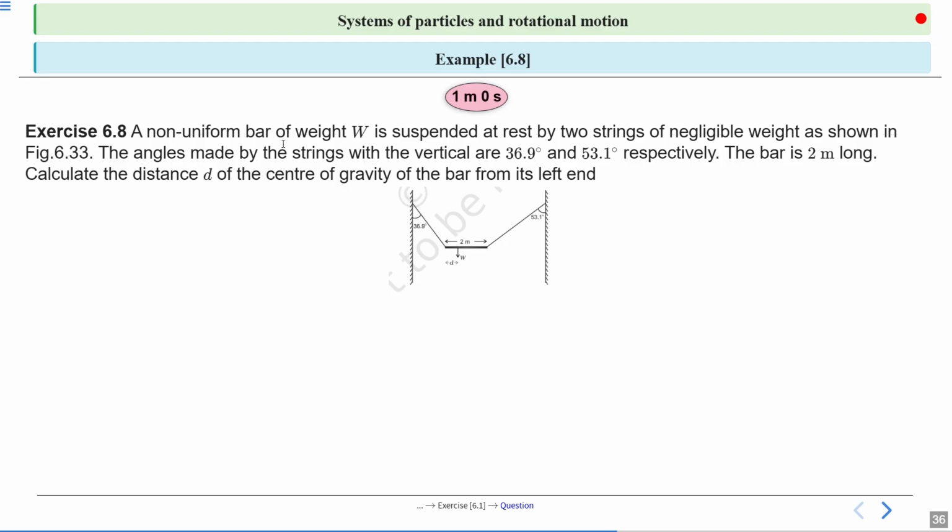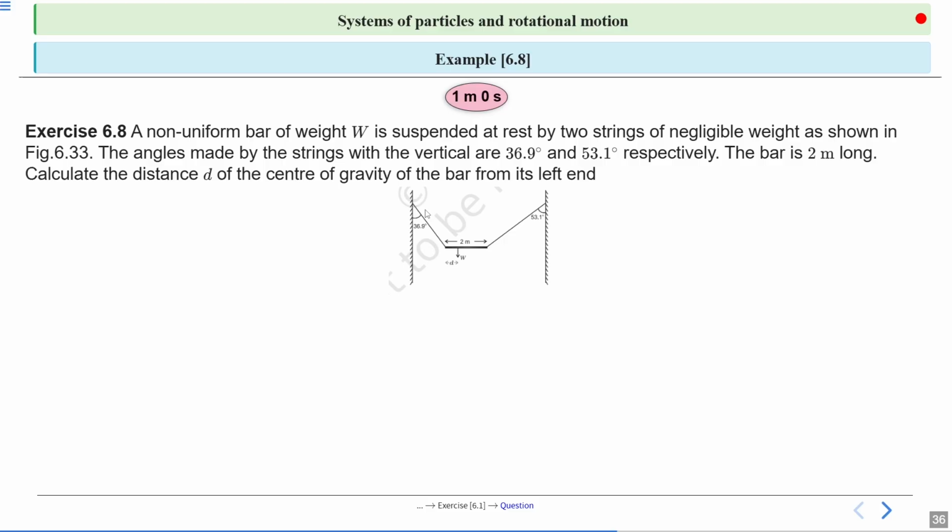A non-uniform bar of weight W is suspended at rest by two strings of negligible weight as shown in figure 6.3. The angles made by the strings with the vertical are 36.9 degrees and 53.1 degrees respectively. The bar is 2 meters long. Calculate the distance d of the center of gravity of the bar from its left end.